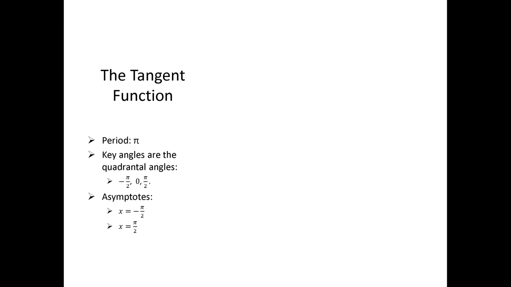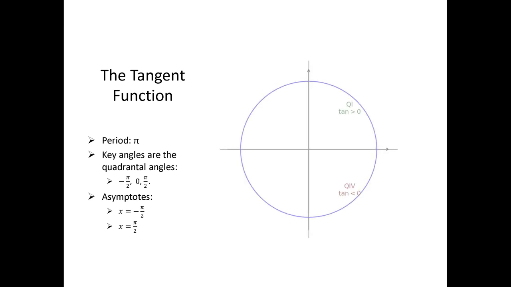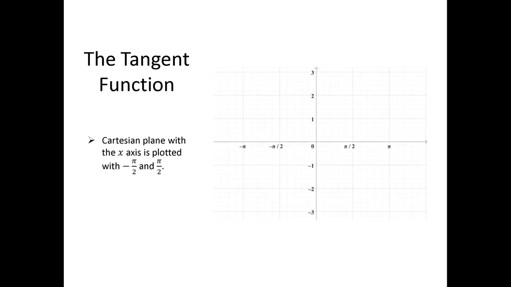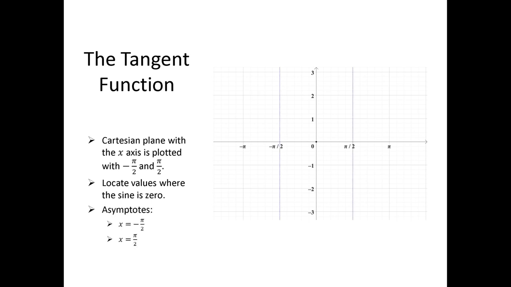One should note that the tangent function on the interval negative pi over 2 to pi over 2 is negative whenever the angle is negative and positive whenever the angle is positive. To plot the tangent function, we begin by plotting the x-axis starting from negative pi over 2 to pi over 2. Then, we locate the single zero that this tangent function has on this interval, which is precisely the origin. Then we proceed in plotting our asymptotes, which are x equals negative pi over 2 and x equals pi over 2.